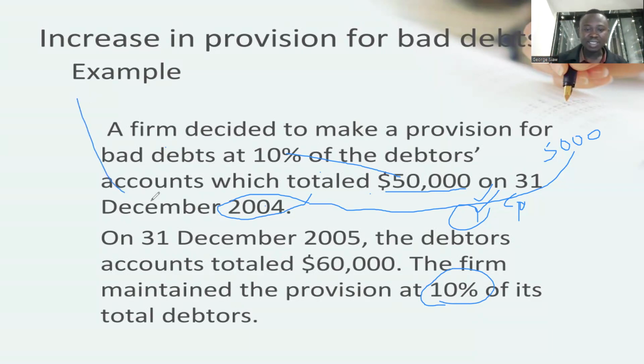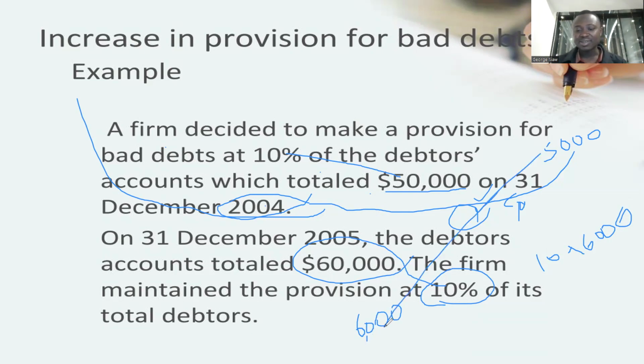So now let's concentrate on making provision for 2005. This one was 2004. In 2005, it is still the percentage on the debtors figure. So 10% on 60,000 is going to give us 6,000. This is a very simple question. So in 2004, we made a provision of 5,000. Now in 2005, we are making a provision of 6,000. So it means that there is an increase in provision for bad debt.